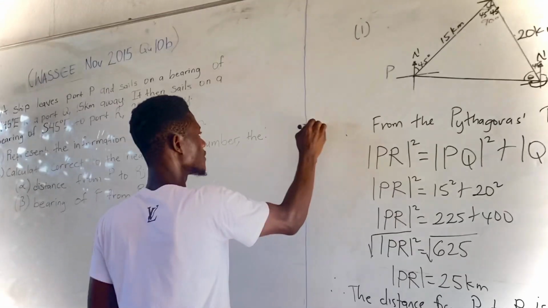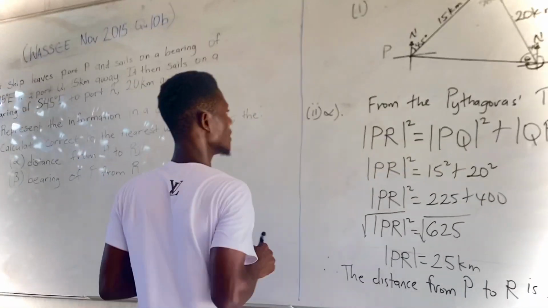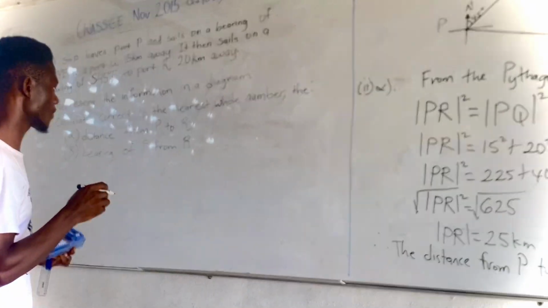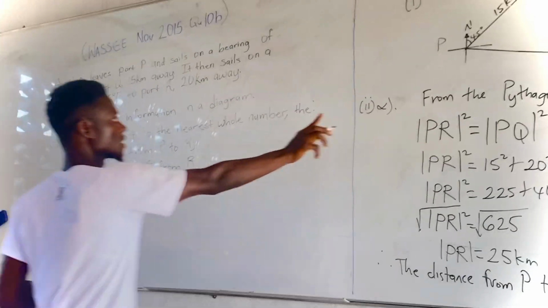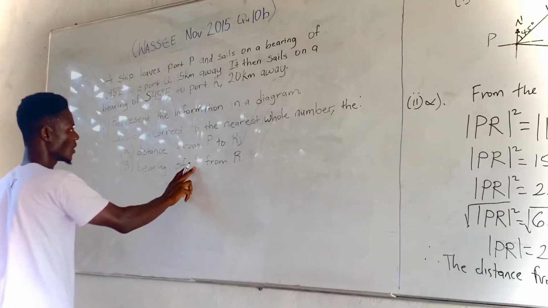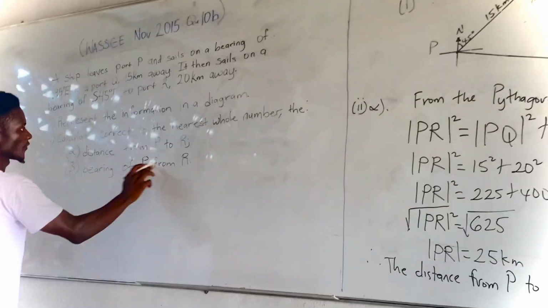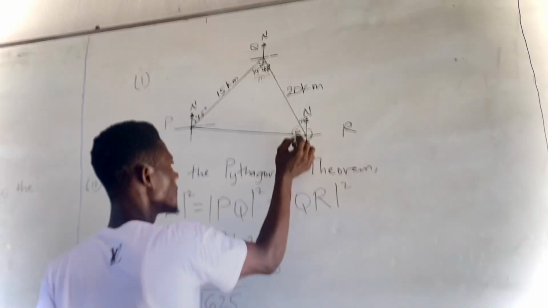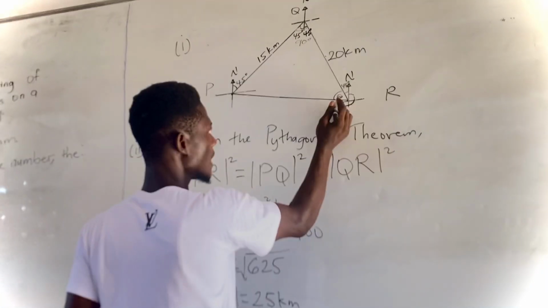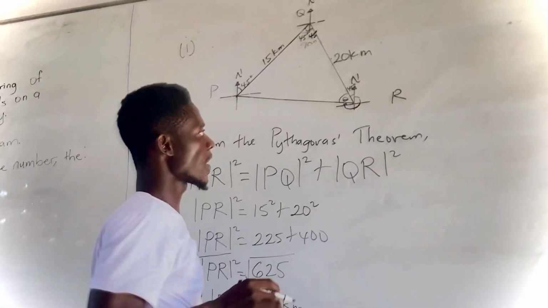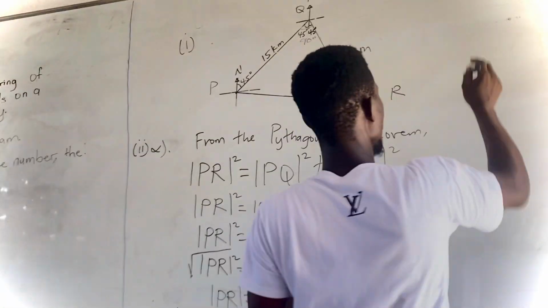As I said in my previous video, don't forget to label the solution to the question as it is given in the question. So this is Roman number 2 alpha. Roman number 2 beta asks us to find the bearing of P from R. So we've already identified this number of turns to be the bearing. So all we need to do now is to find theta. But to do that, since we know that this is a right angle triangle, we can re-sketch the right angle triangle.